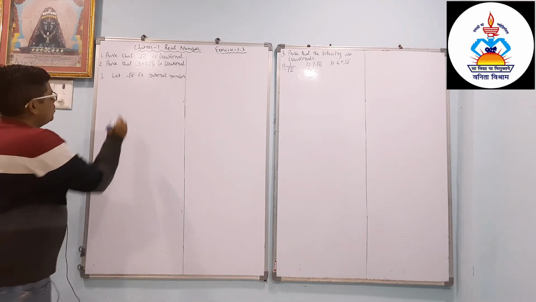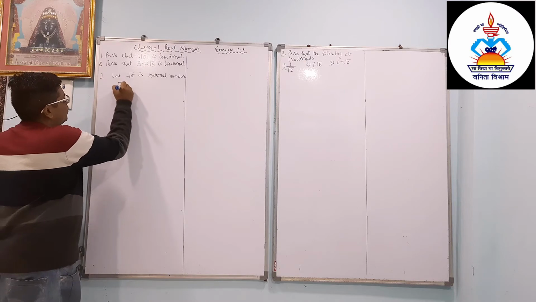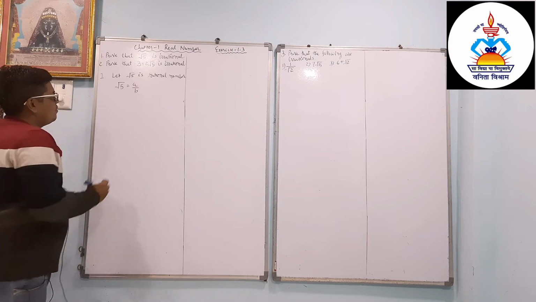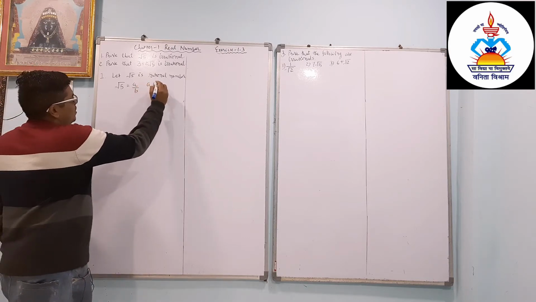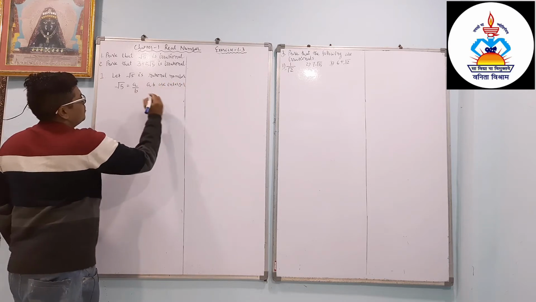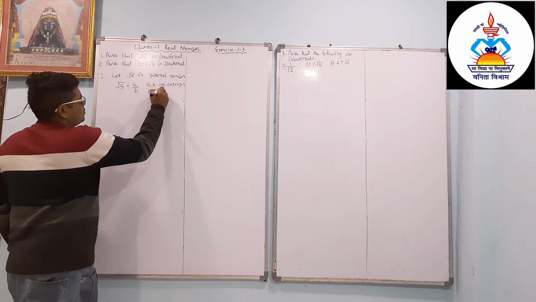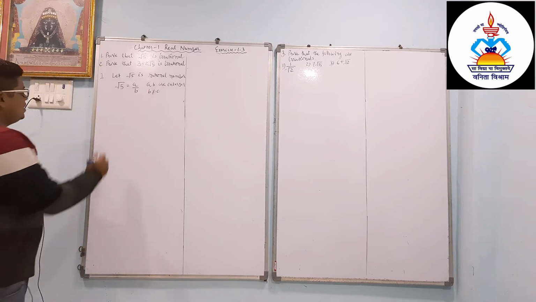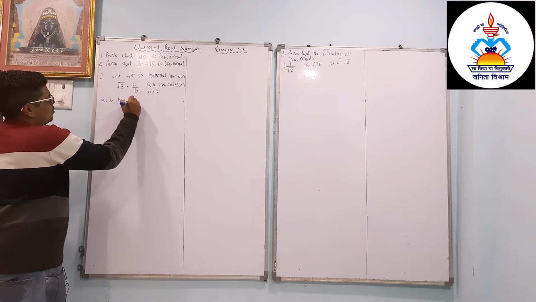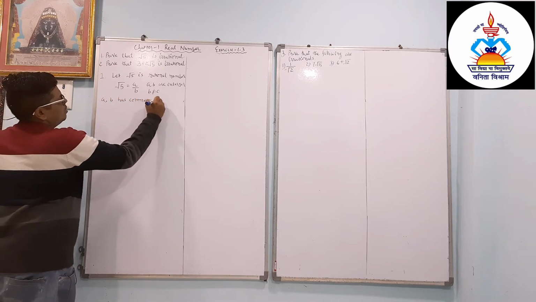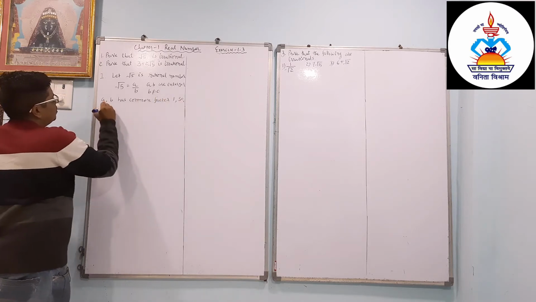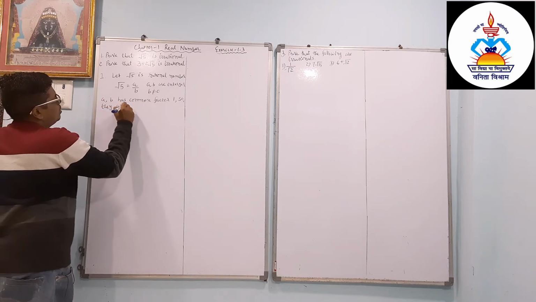If root 5 is a rational number, then we can write root 5 in this form: root 5 equals a divided by b, where a and b are integers, b is not equal to 0. As well as, we can say that a and b have common factor 1, so they are co-prime.